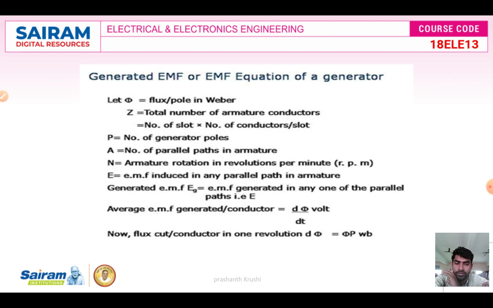So E is equal to d phi by dt volts per conductor. What about the flux cut by a conductor in one revolution? d phi is equal to P phi Weber, that is, P phi Webers.